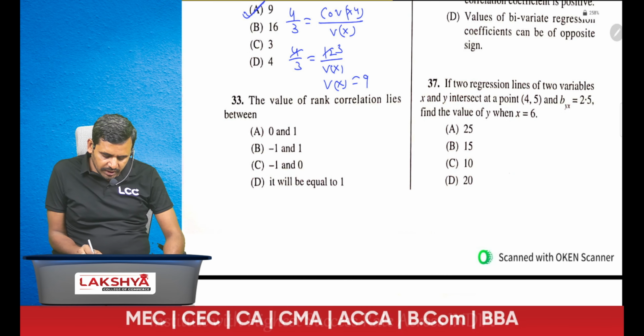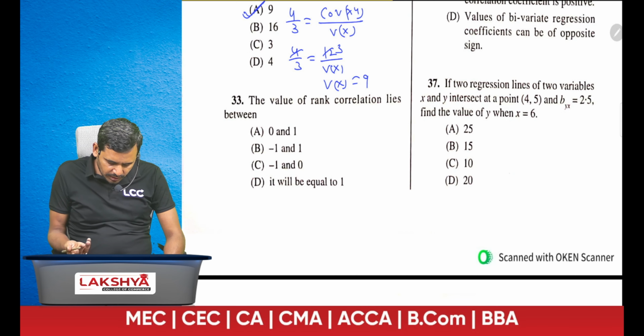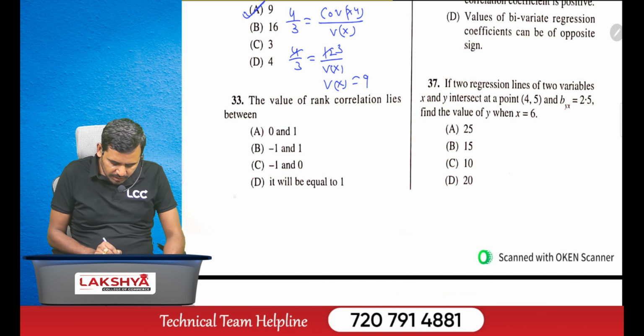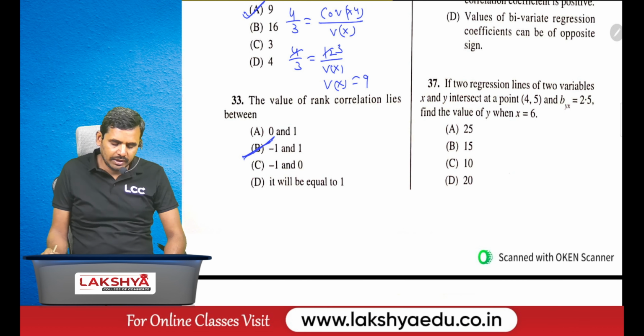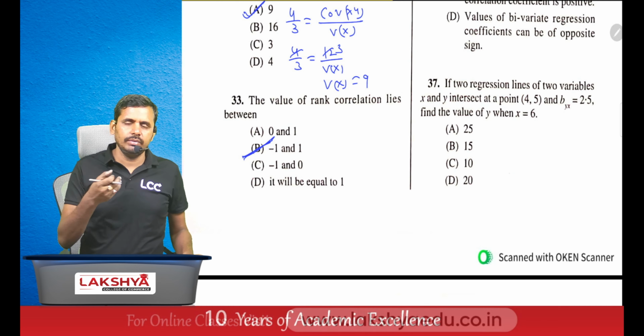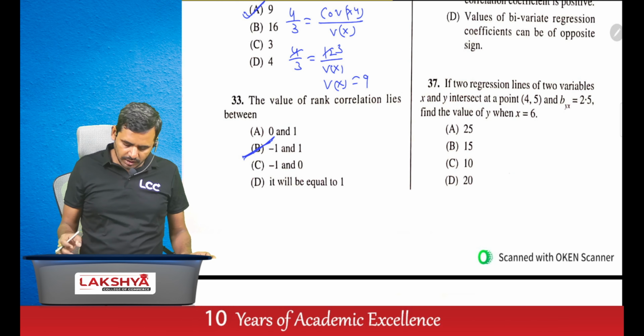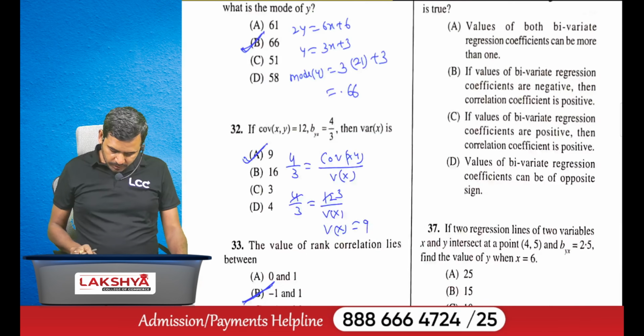Next, the value of the rank correlation lies between. Rank correlation always lies between. Any correlation value lies between -1 and +1. Not only rank correlation, but Karl Pearson, scatter diagram method and concurrent deviation also always lie between -1 and +1.